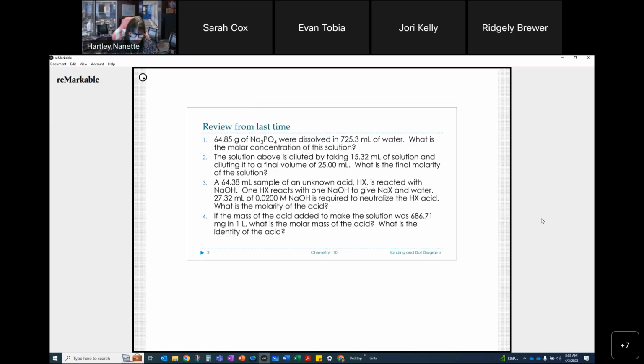So first thing we want to talk about, 64.85 grams of Na3PO4 were dissolved in 725.3 milliliters of water. What's the molar concentration of that solution?